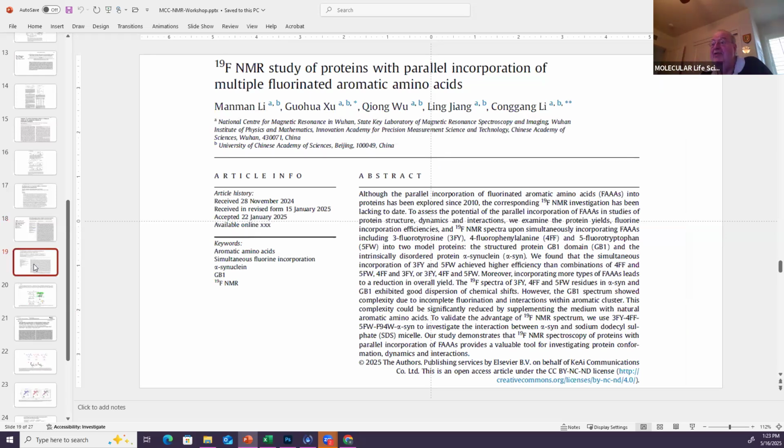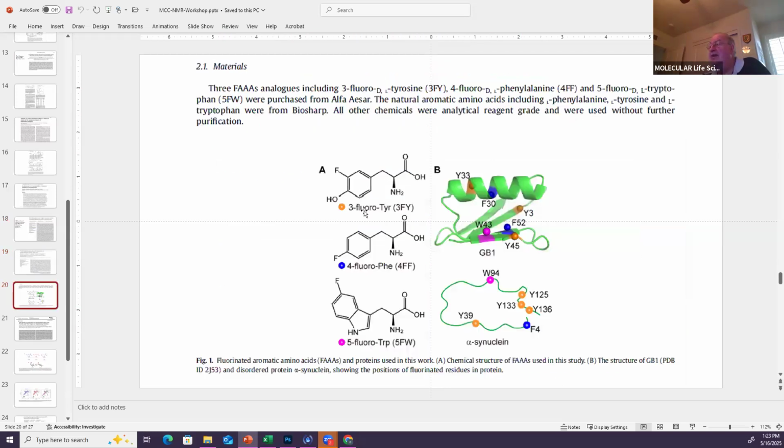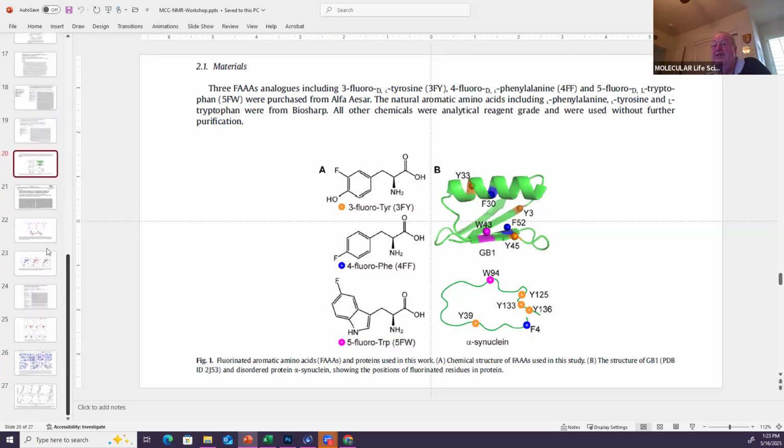Then the last couple of papers that I'm highlighting here are ones that talk about incorporation of fluorinated aromatic amino acids. So this paper is quite a nice paper. They look at 3-fluorotyrosine, 4-fluorophenylalanine, and 5-fluorotryptophan that they incorporate, and they go through how you do the incorporation and everything. And they've used it to look at positional regions in the protein and those sorts of things.